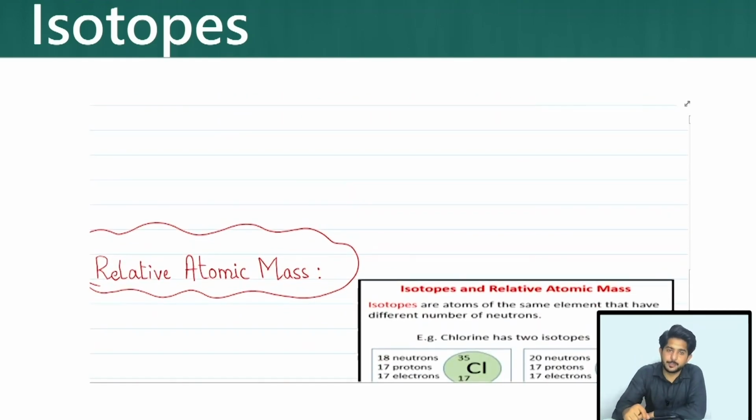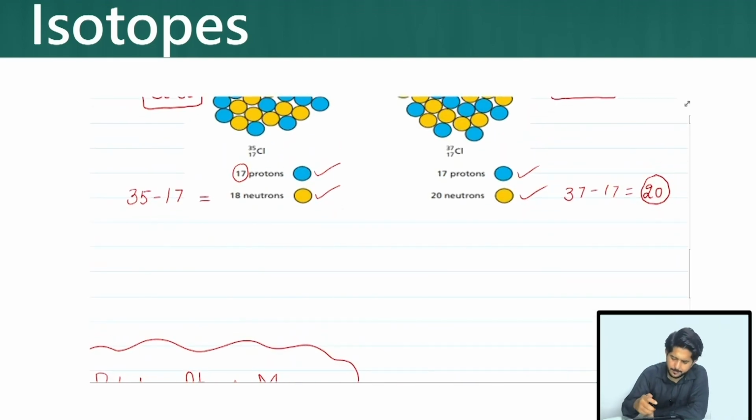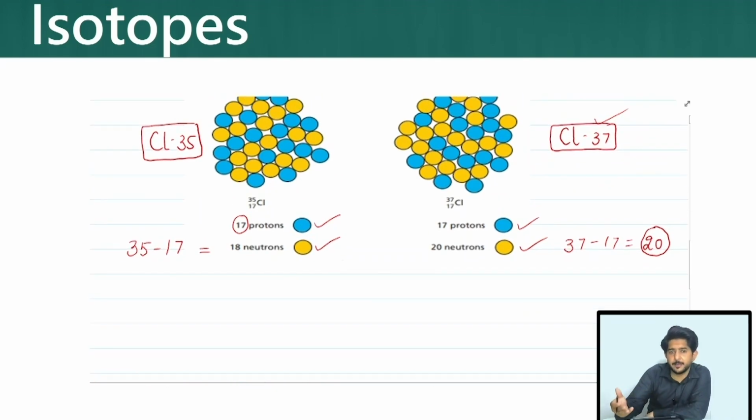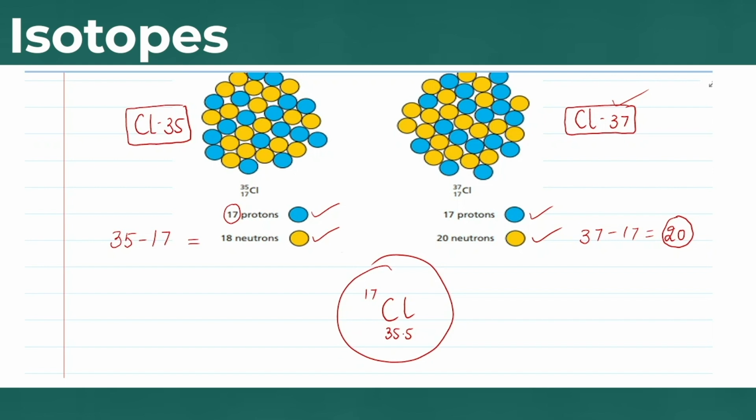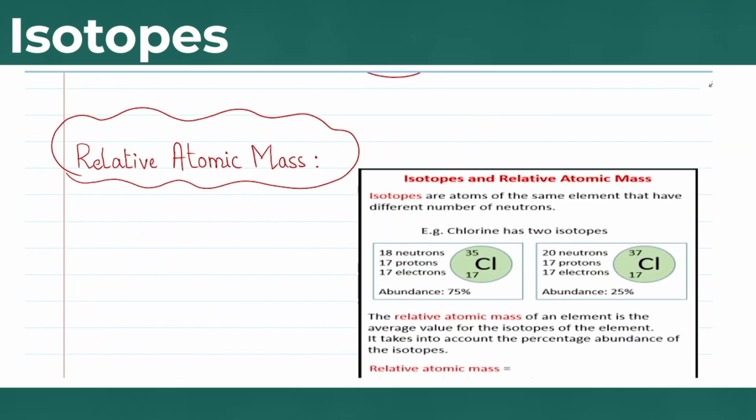So now moving towards the next concept, relative atomic mass. As I discussed how the symbol of carbon is written in the periodic table, similarly, chlorine is also mentioned in this way. Chlorine 17, and you must have observed that 35.5 is written in the periodic table. So sir, what is this 35.5? So what is relative atomic mass? Let's have a look at this.